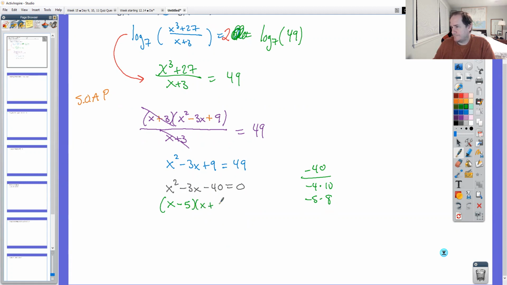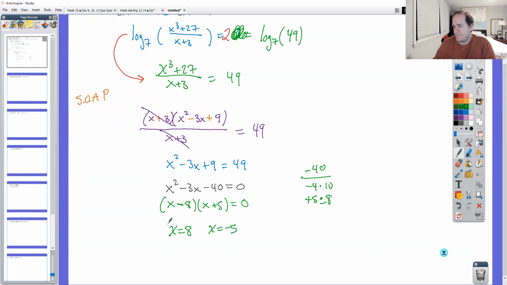Minus 5 plus 8. Nope, completely wrong. I played myself. That should be positive. That should be negative. So it's minus 8, obviously, and an x plus 5. Which means I get two solutions. I get an x that equals 8 and I get an x that equals -5.